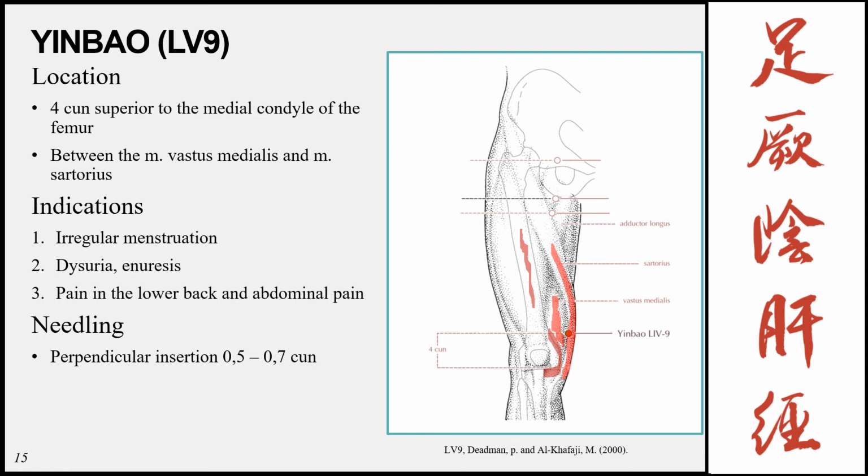So we're between these two muscles. This point can be used for irregular menstruation, dysuria or enuresis, and finally for pain in the lower back and abdominal pain. Needling is perpendicular insertion, 0.5 to 0.7 tun.